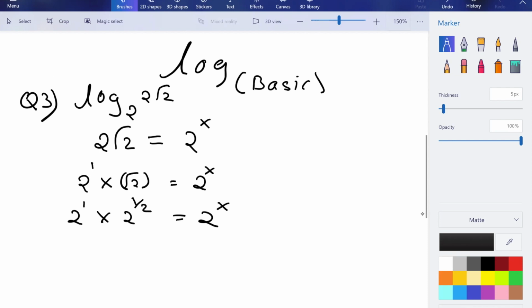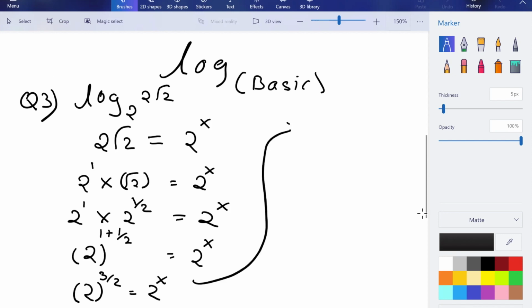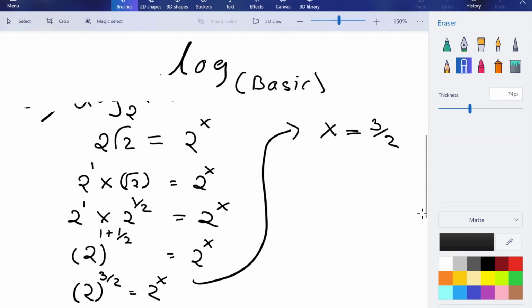Now with the help of the exponents rule, we know that 2 raised to 1 plus 1 by 2 is equal to 2 raised to x. Let's take the LCM. It will become 2 raised to 3 by 2 is equal to 2 raised to x. From this, x is clearly 3 by 2. Nice.